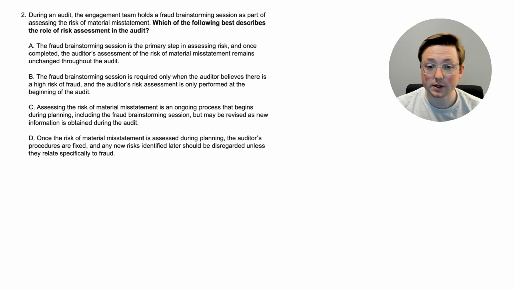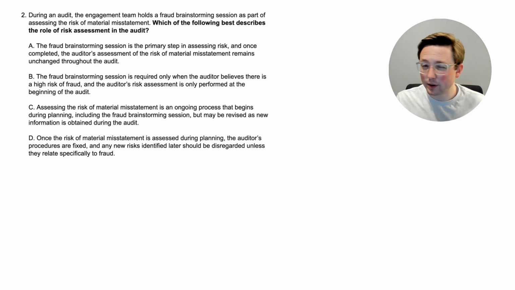Option A, the fraud brainstorming session is the primary step in assessing risk. And once completed, the auditor's assessment of the risk of material misstatement remains unchanged throughout the audit. Option B, the fraud brainstorming session is required only when the auditor believes that there is a high risk of fraud, and the auditor's risk assessment is only performed at the beginning of the audit. Option C, assessing the risk of material misstatement is an ongoing process that begins during planning, including the fraud brainstorming session, but may be revised as new information is obtained during the audit. And then finally, option D, once the risk of material misstatement is assessed during the planning, the auditor's procedures are fixed, and any new risks identified later should be disregarded unless they relate specifically to fraud.